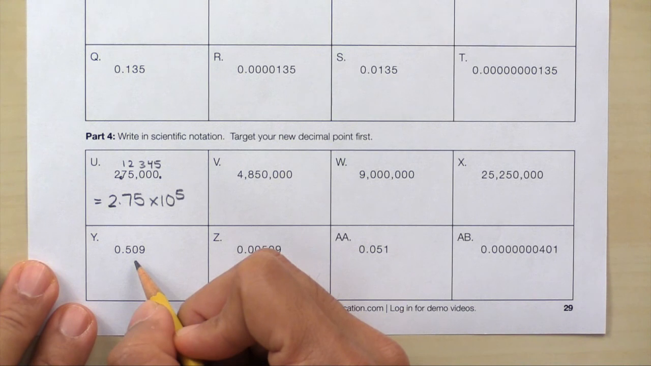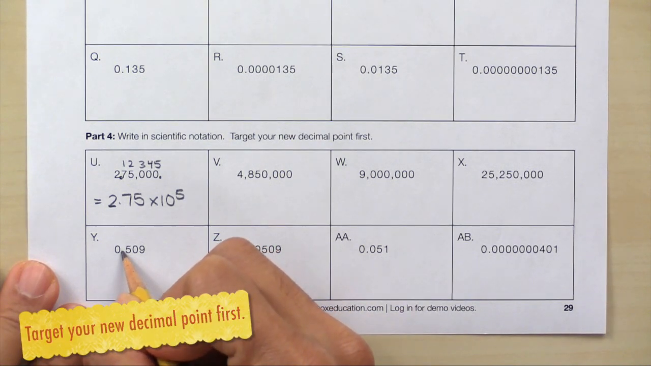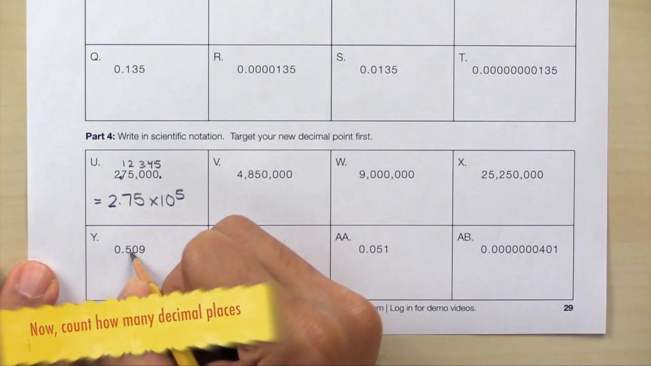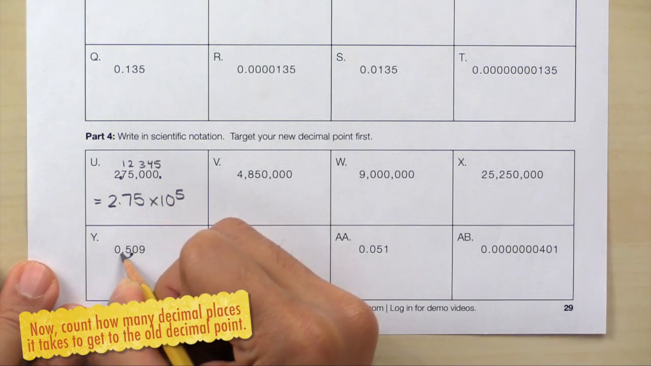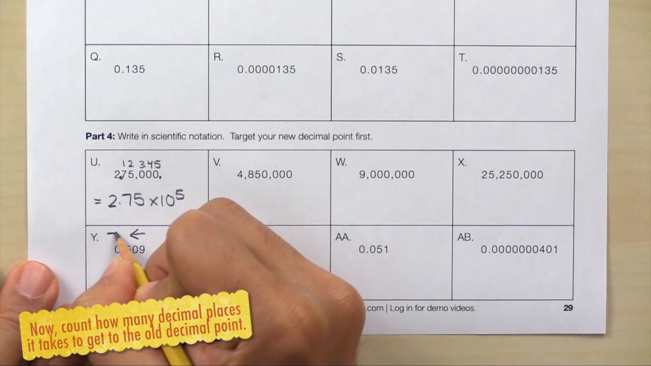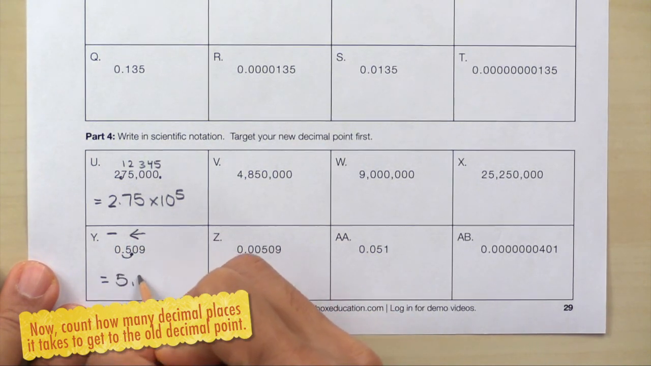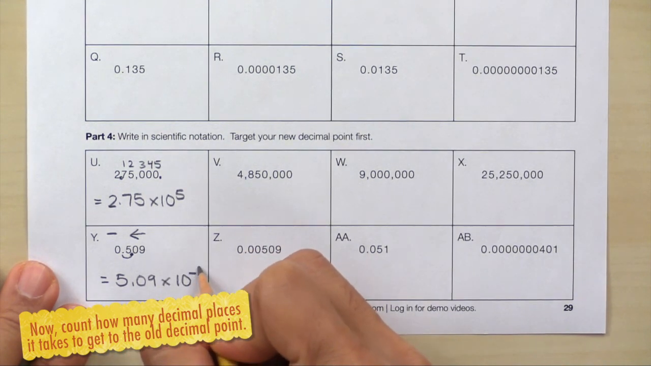0.509 or 509 thousandths. Here's your old decimal point. Target the new one. It'll go right here. Count how many places to get to the old decimal point, and it's one place value to the left. Remember, that'll be the negative direction. So our final answer will be 5.09 times 10 to the negative first power.